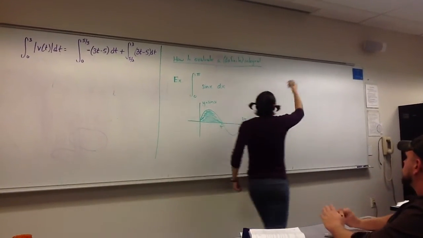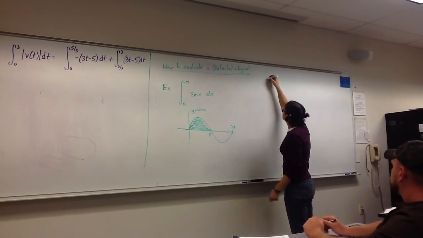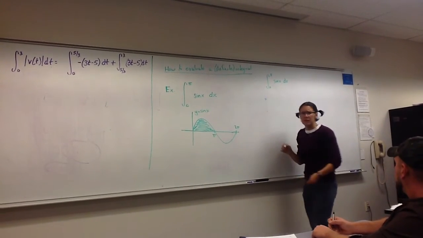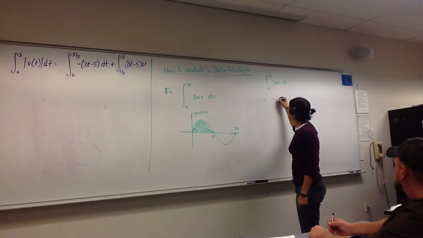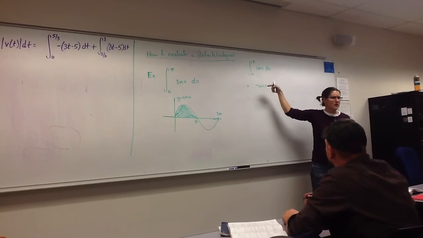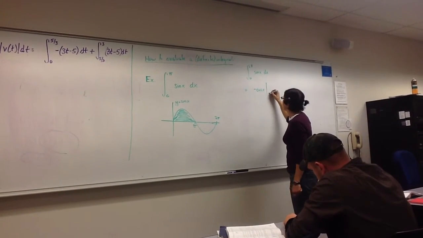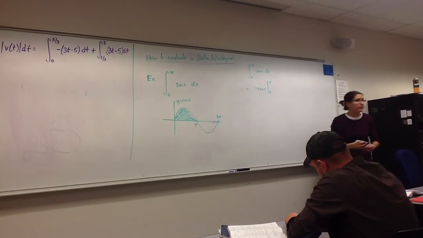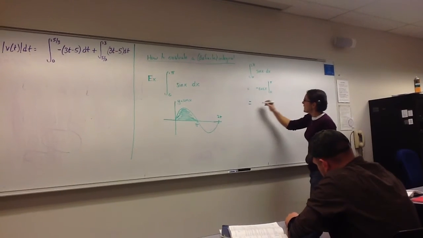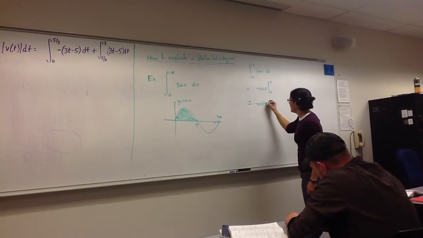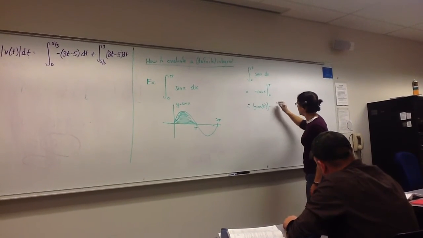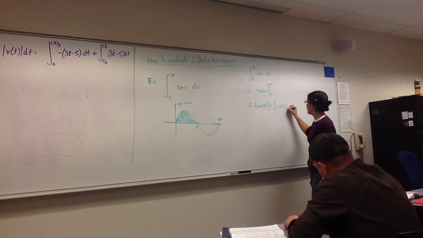And so let's go ahead and do that calculation. The antiderivative of sine x, what is the antiderivative of sine x? So negative cosine x, right? Because the derivative of cosine is negative sine, so to get sine we need a negative cosine. So negative cosine x evaluated between 0 and pi. So I'm now going to plug in pi, so I've got negative cosine of pi minus negative cosine of 0.